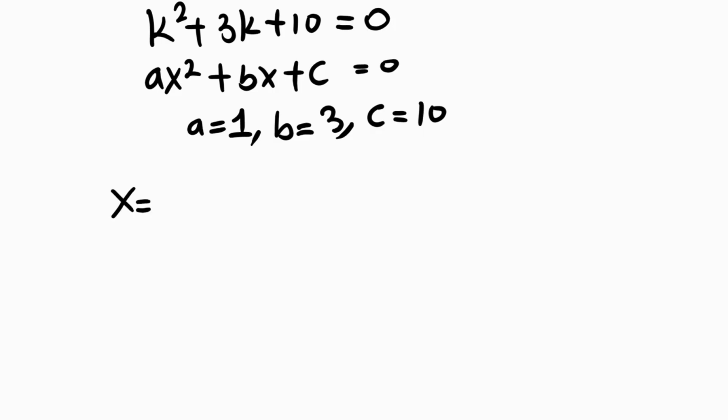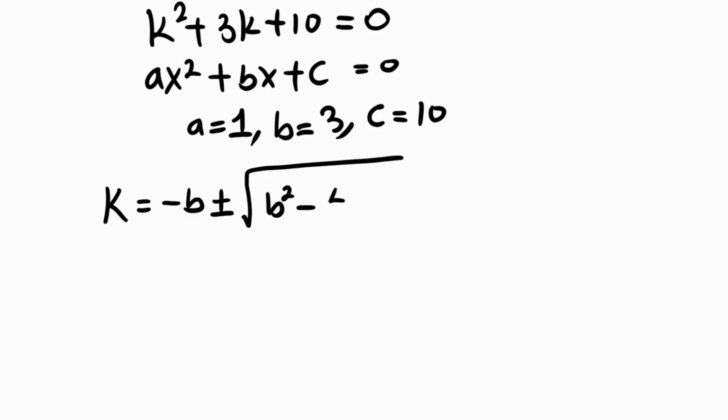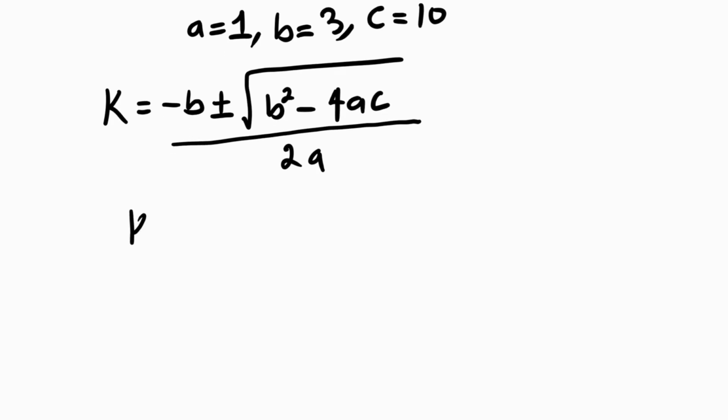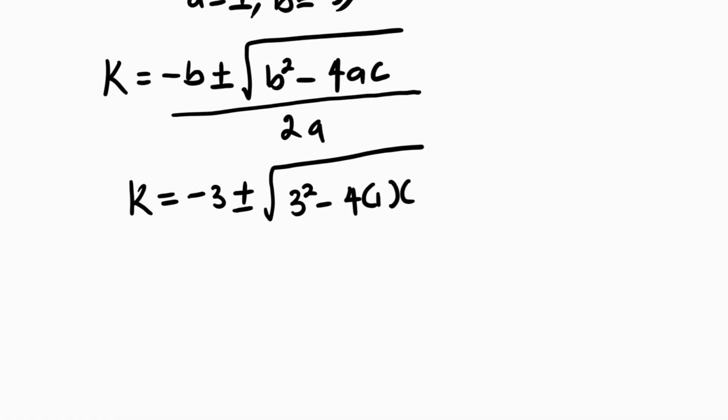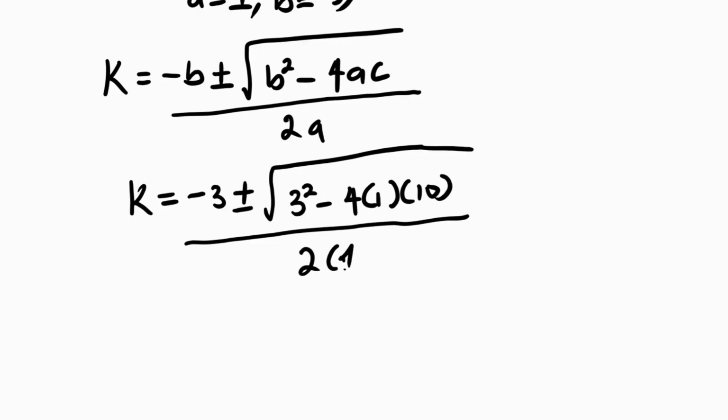So using our quadratic formula, x is equal to minus b plus or minus, so let's say k this time around because it's k that we're dealing with here. So now this is equal to minus b plus or minus the root of b squared minus 4ac divided by 2a. Okay, so the k now is equal to minus 3 plus or minus the root of 3 squared minus 4, 1, our c is 10, all divided by 2 times 1.